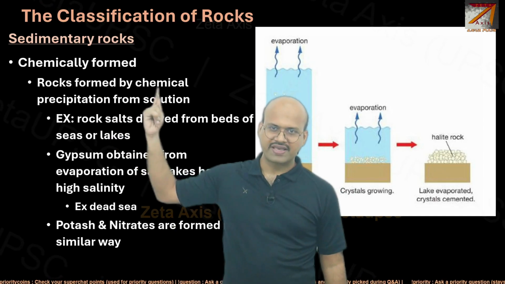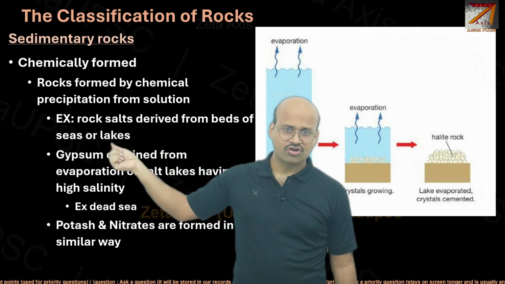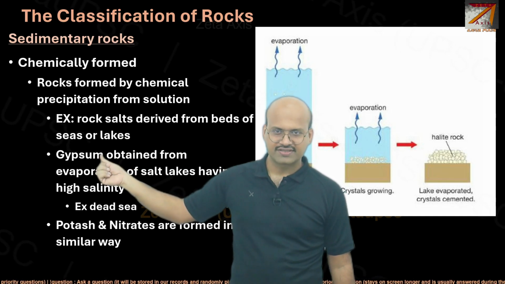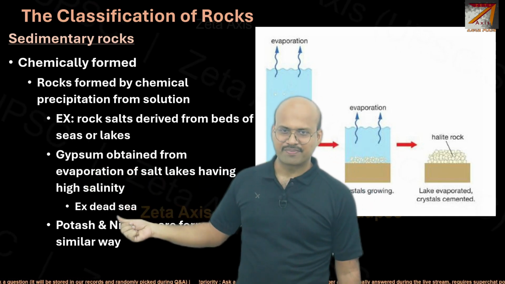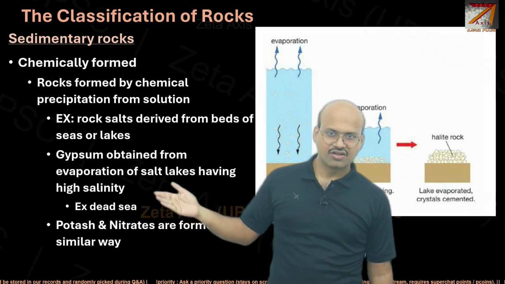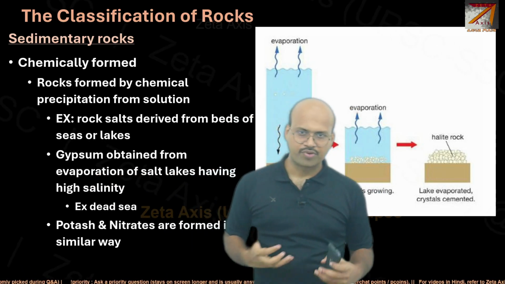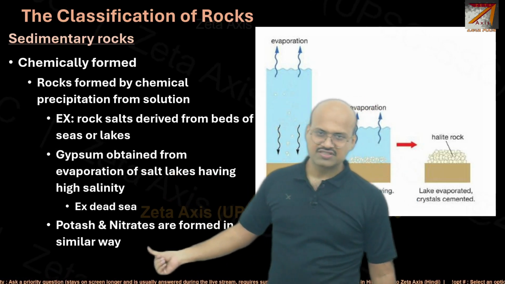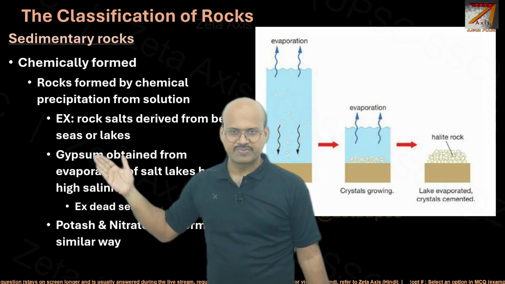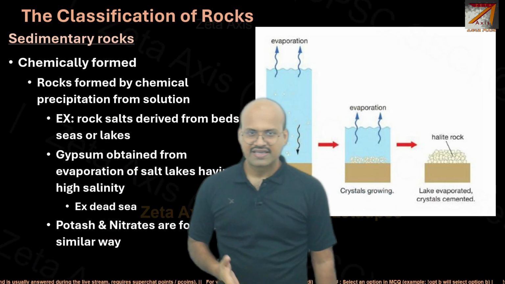They are formed by chemical precipitation from solution. Examples: rock salt, derived from beds of seas or lakes. Gypsum, obtained from evaporation of salt lakes having high salinity, for example the Dead Sea. Even in our Rajasthan, gypsum is found because of lakes which were there earlier. They evaporated, leaving behind the gypsum. Potash and nitrates are also formed in a similar way. So we can see rock salt, gypsum, potash and nitrate are basically sedimentary rocks formed by chemical process.